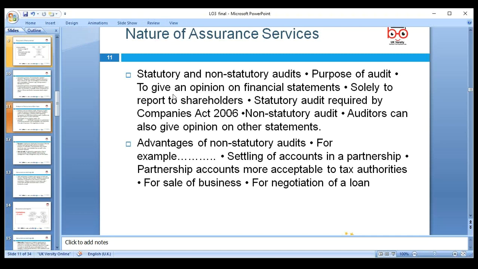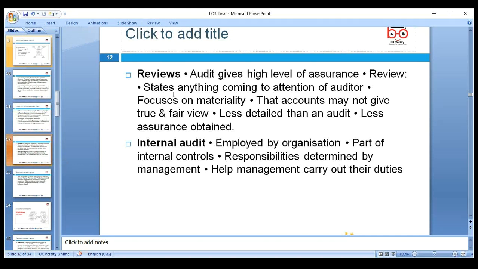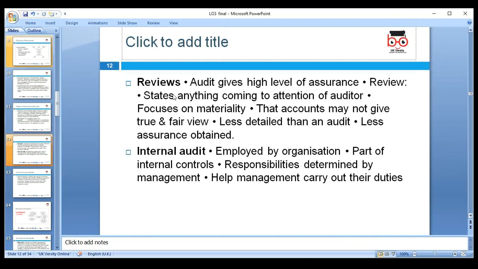Okay, next we're looking at review. An audit gives a high level of assurance. A review states anything coming to the attention of the auditor, focusing on materiality, that the accounts may not give a true and fair view. There is less detail than an audit, so less assurance is obtained.